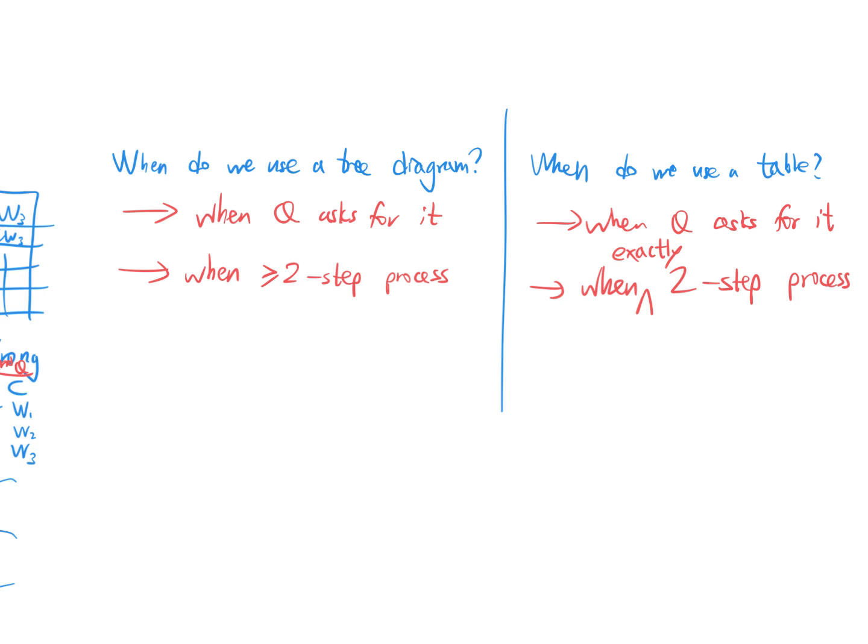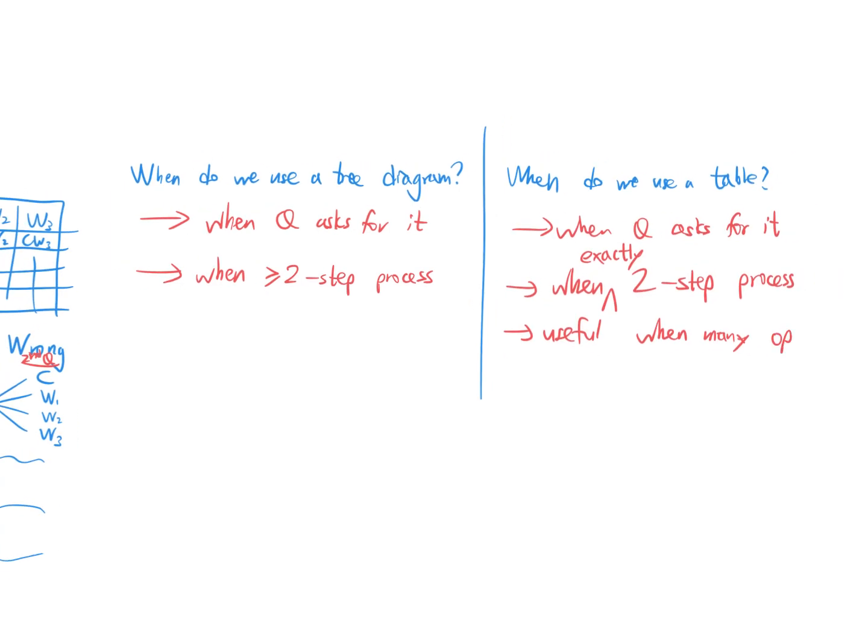Then, as Charmaine mentioned, in a table, usually the table is useful when there are many options. Like 2 dices, you probably won't want to draw a tree diagram because the 6 branches are way too tedious. A table is much neater and easier to analyze. Okay?